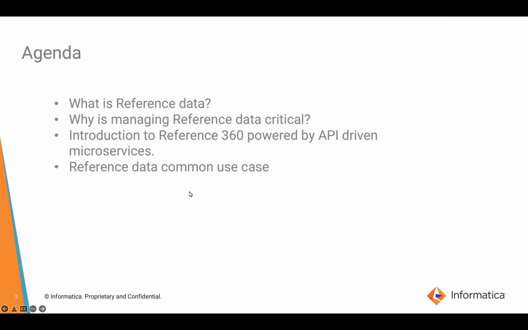The agenda for session one is to start with the basics of defining what reference data is, why managing reference data is critical for organizations, and why they should invest their time in managing it. Then a short introduction to our Reference 360 solution. In the end, I would like to talk about a common use case for reference data that an enterprise may have, and that would be the end of session one.